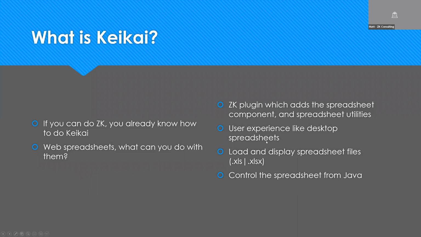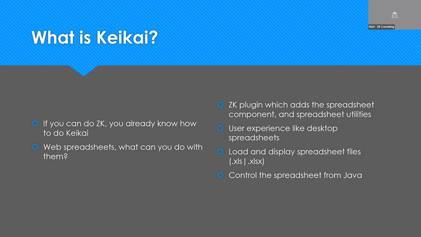First of all, what is Keikai? Keikai is an additional library that you can add to a ZK project. It's a plugin, so it is designed to automatically integrate with ZK. It will add a number of components and utilities. Most notably, it adds the spreadsheet component to ZK, which lets you display a spreadsheet in your ZK web page, in the same way that you would use, for example, Excel or Lotus Notes or other open office spreadsheet software on your local machine.